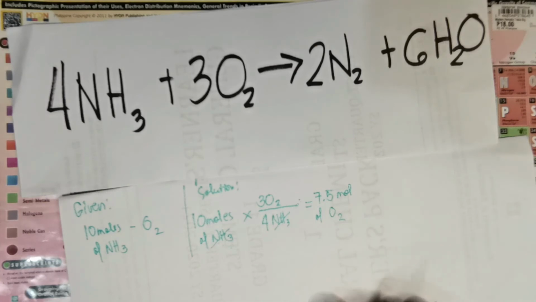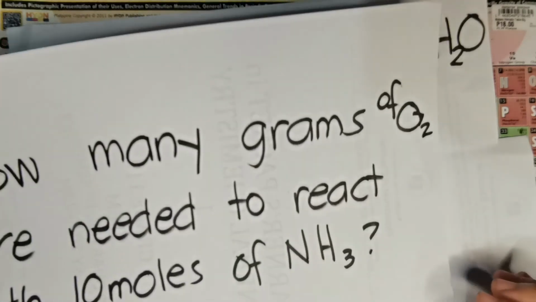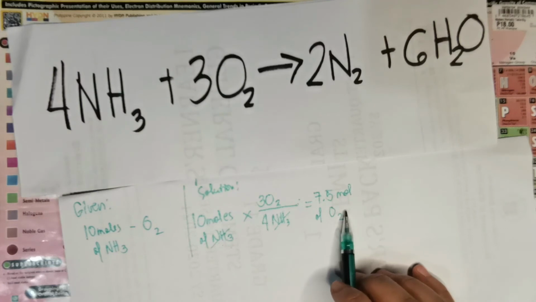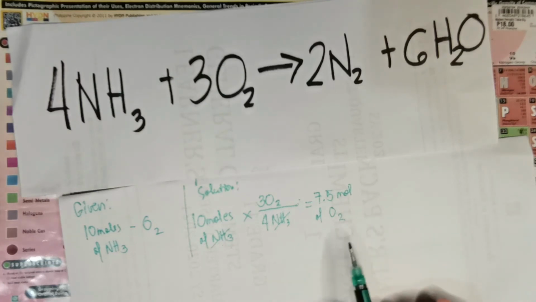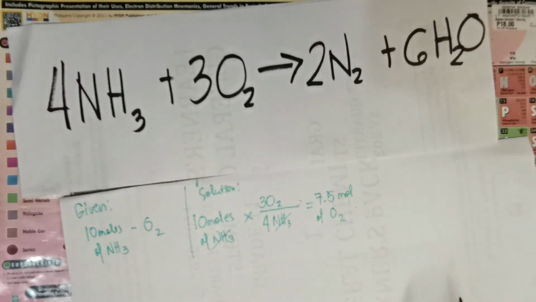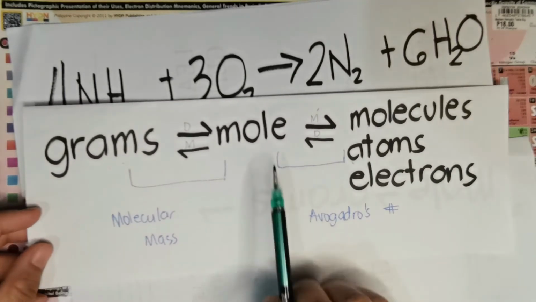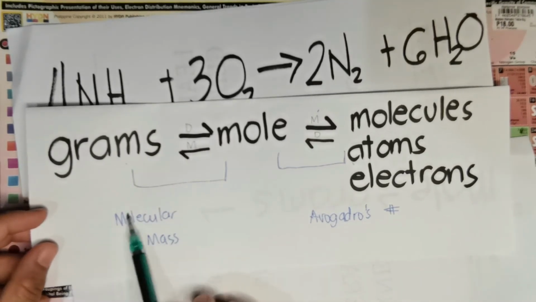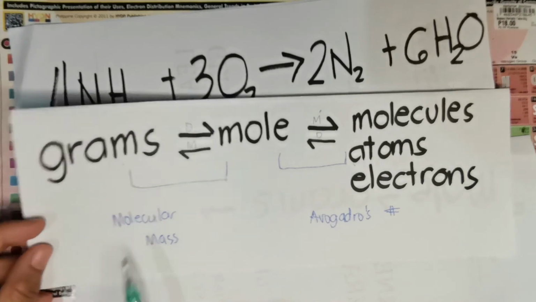Now, next. After this, finish na ba tayo? Okay na tayo sa problem na to? Ano bang sabi? How many grams? Pero ang sagot lang natin ay mole. So, we need to convert mole to grams. So, i-convert natin yung mole to grams. Pag mole to grams, we're going to multiply it by its molecular mass.